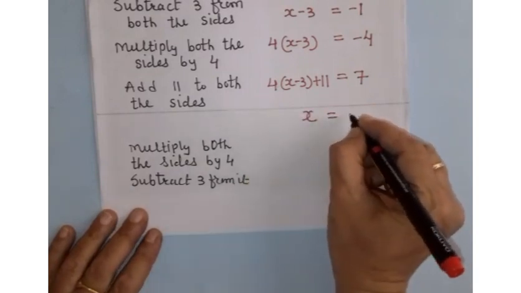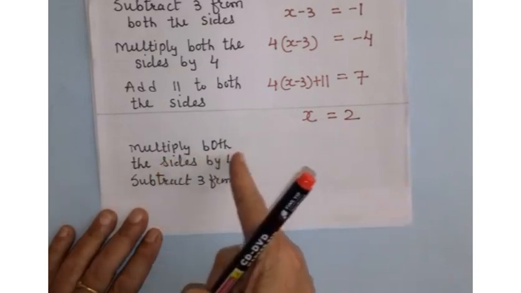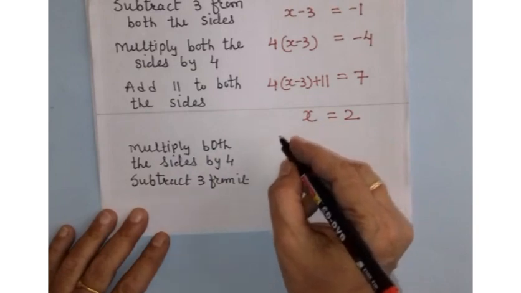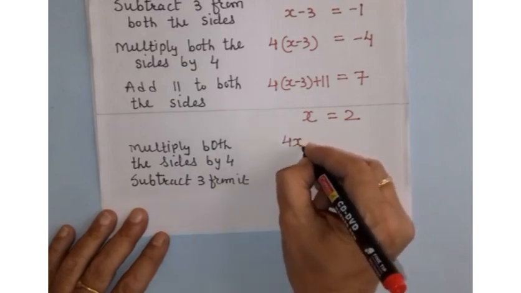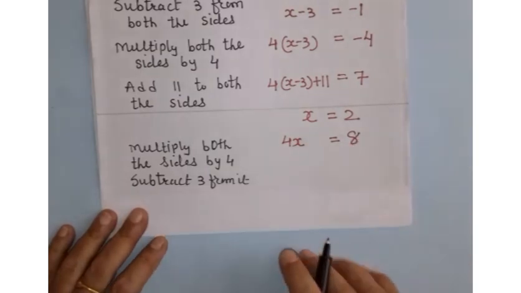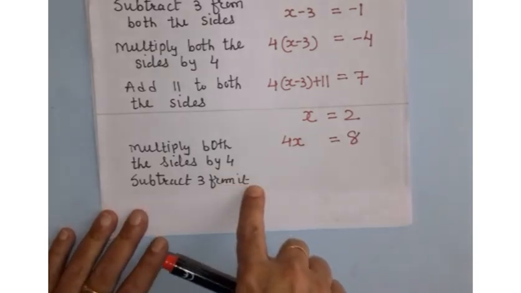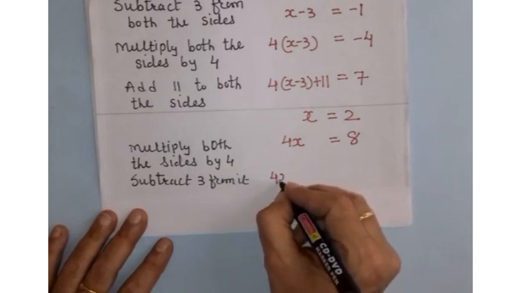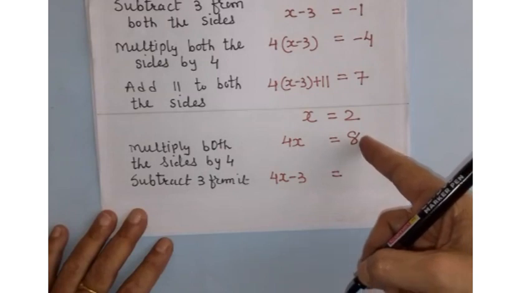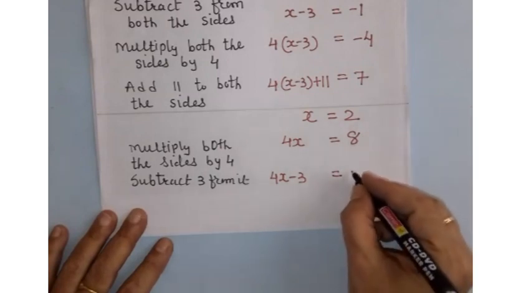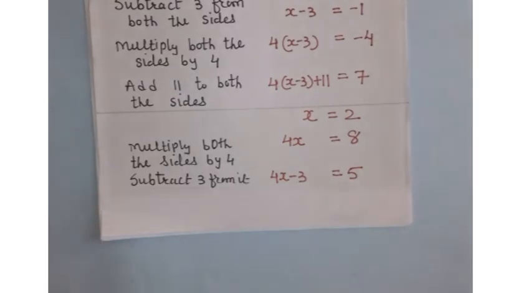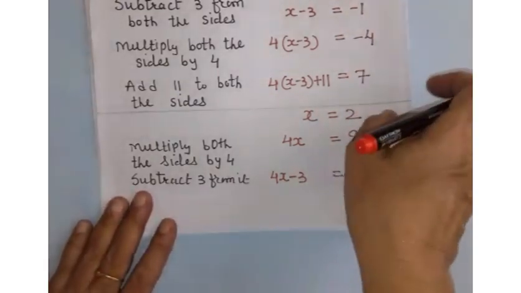And now the last one is, look here, we will find it out again. x is equal to 2. Correct? Multiply both the sides by 4. So now what we have to do? Multiply it by 4. So 4x is equal to 2 fours are 8. Clear? And subtract 3 from 8. So 4x minus 3 is equal to 8 minus 3. What will come? 5.